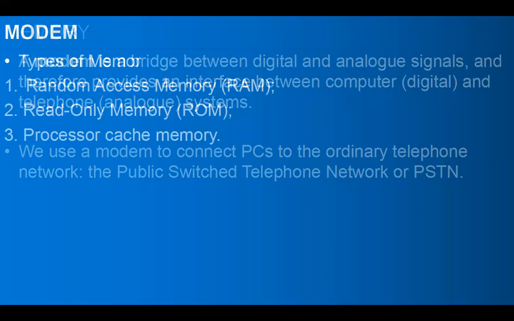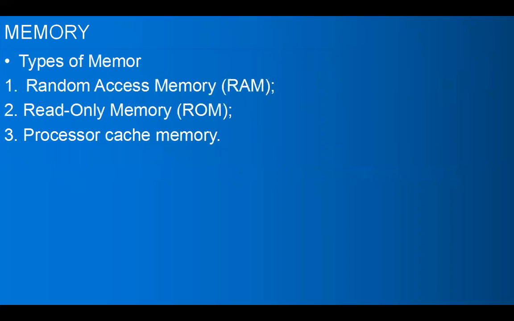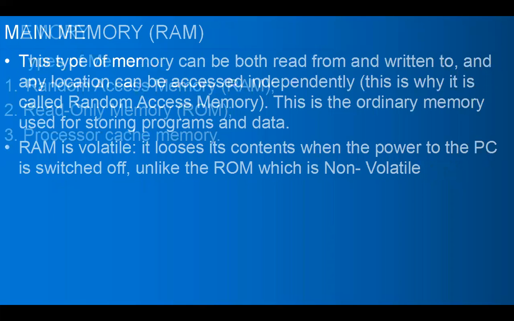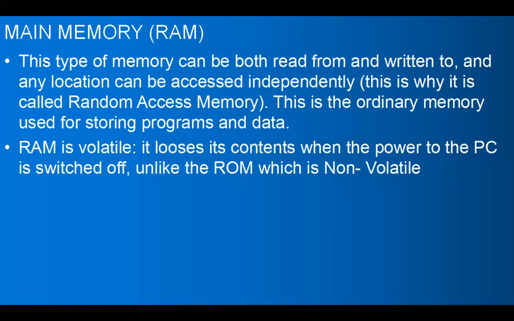Moving on, let's see the memory. There are three types of memory. The first one is random access memory, that is RAM. The second one is read-only memory, that is ROM. And the third one is the processor cache memory. So we'll see them one by one. Let's start with the main memory.